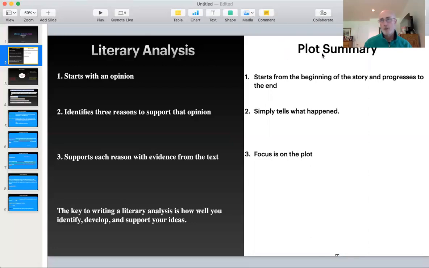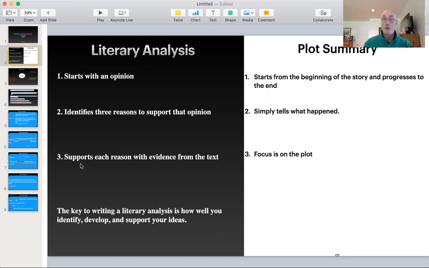However, in a plot summary, which is what we're not doing, you usually start from the beginning. Instead of starting with your opinion, you start from the beginning of the book or the story and progress to the end, telling what happened. First this, and then this, and this happened. In a literary analysis essay, you usually have at least three reasons to support that opinion, especially for this assignment you're doing for me. So you focus on your opinion and your reasons for supporting it. Whereas in a plot summary over here on the right, you simply tell what happened. Again, we're back to just telling the storyline or the plot.